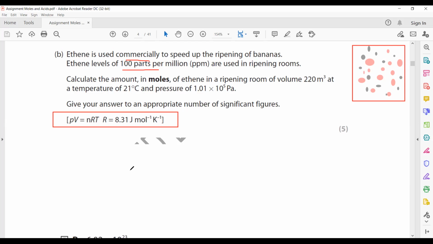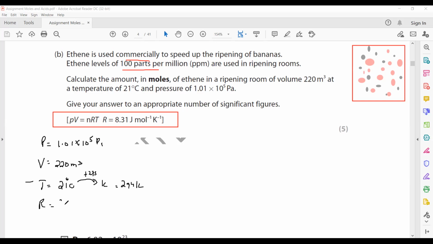So the equation here is PV equals nRT, where P is the pressure. It should be in Pascal, so that is already in Pascal, so we don't have to convert. V is the volume, the total volume of the room, that is 220 meter cube, so it is already in meter cube, we don't have to convert. Temperature is in degree centigrade, it is 21 degree centigrade, so we have to convert into Kelvin. So we add 273, so this will become 294 Kelvin. n is the number of moles and R is a constant, which is 8.31 joule mole inverse Kelvin inverse.